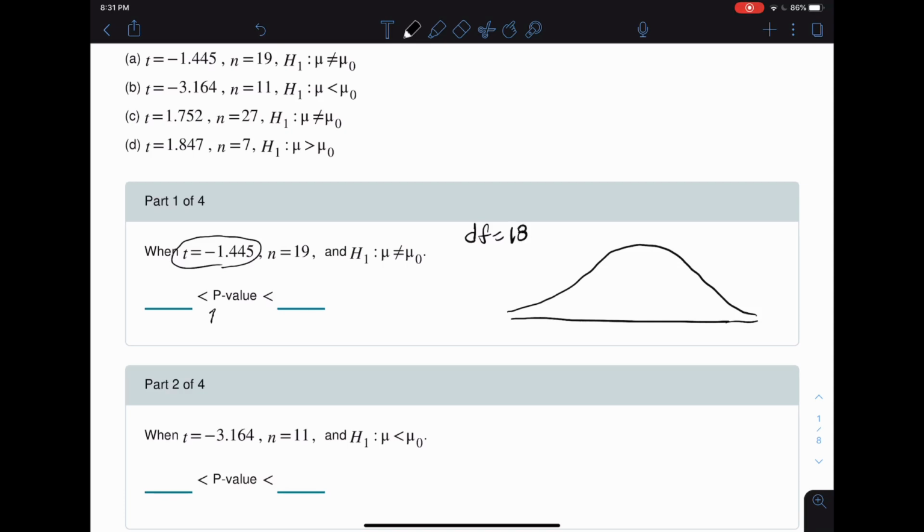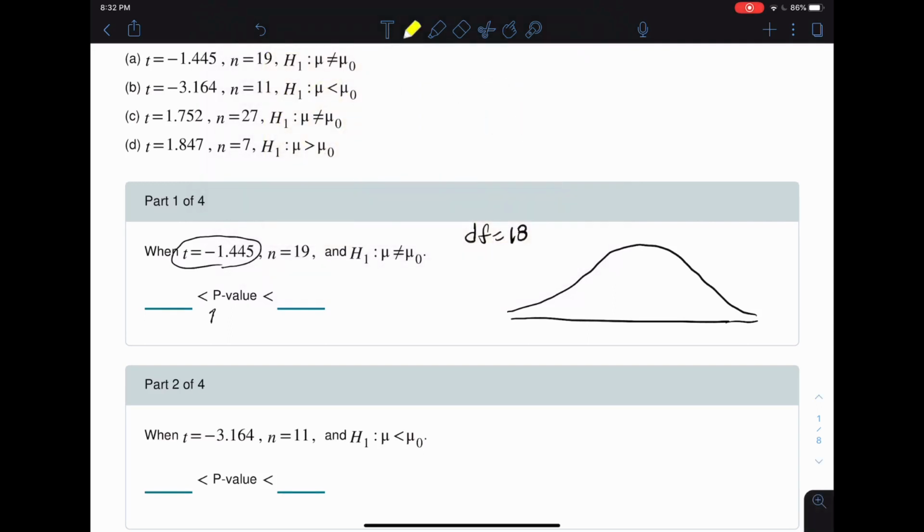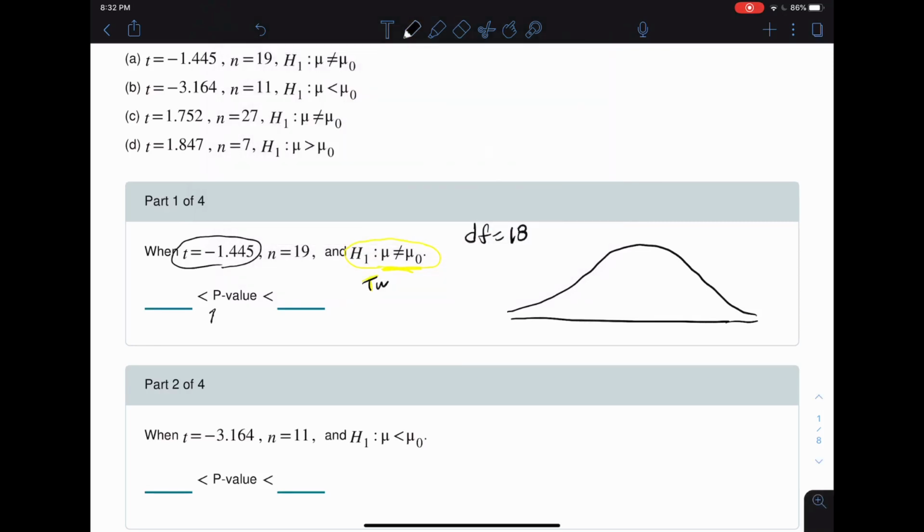Another thing that is going to be really important for us to look at is we need to know what type of test this is. The way you know if it's a left tail, right tail, or two tail is by looking at its alternate hypothesis. And when it says not equal to, that is going to be a two tail. So let's go two tail.